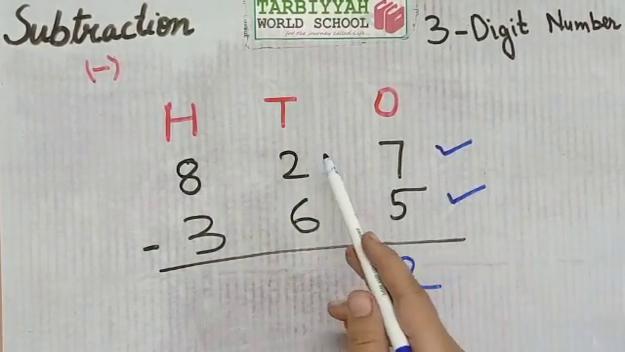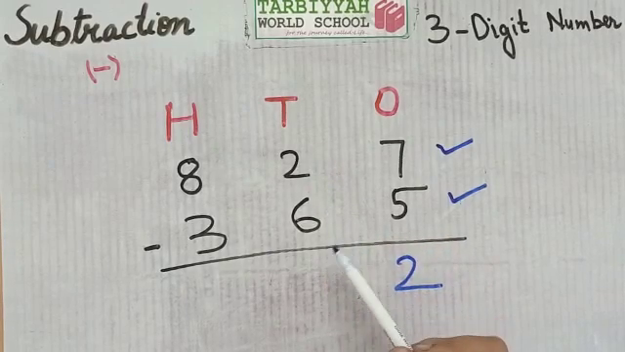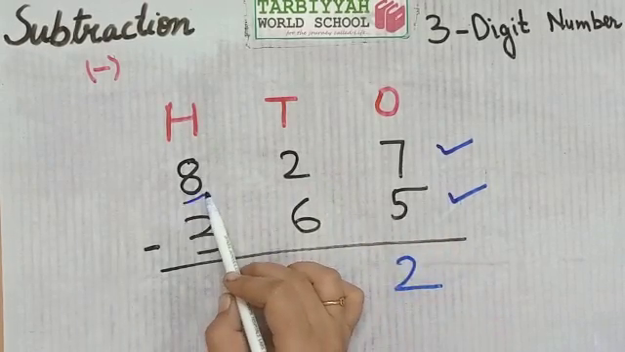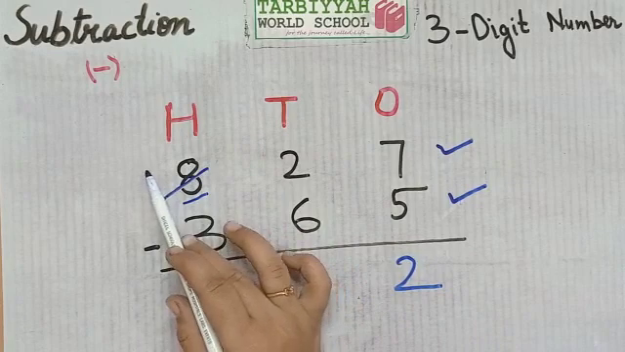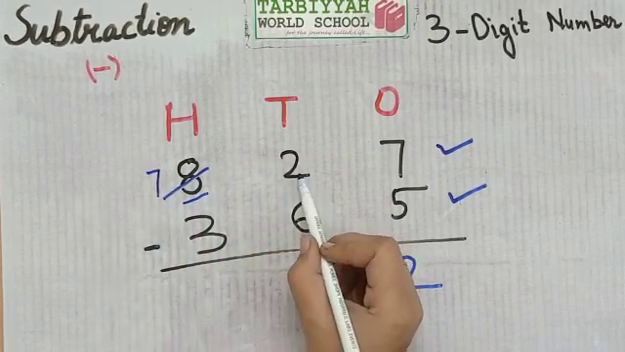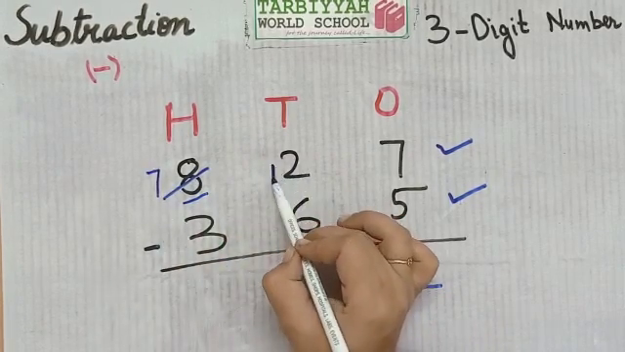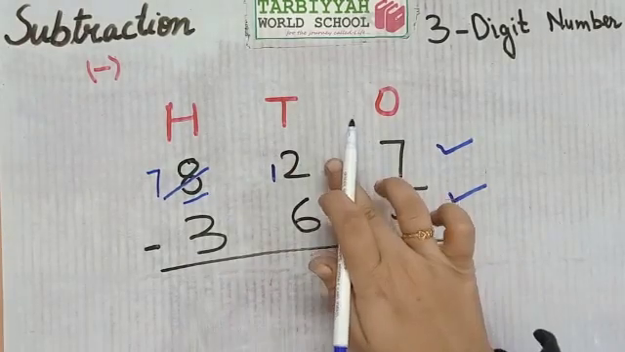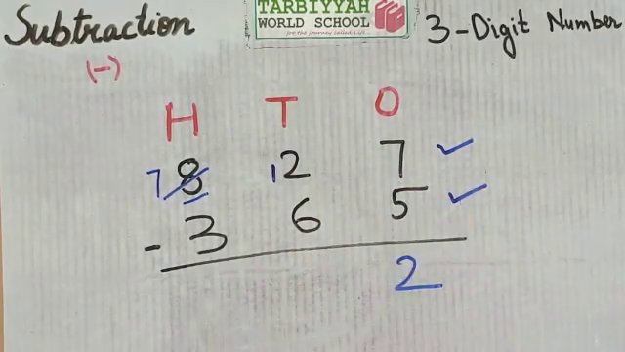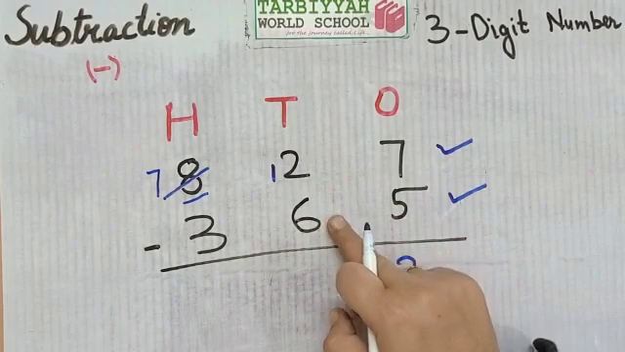Now we have to subtract 2 minus 6. So we have to regroup the 800, meaning 8 will become 7 and 2 tens will become 12 tens. So 12 minus 6 is what? 12 minus 6 is 6.